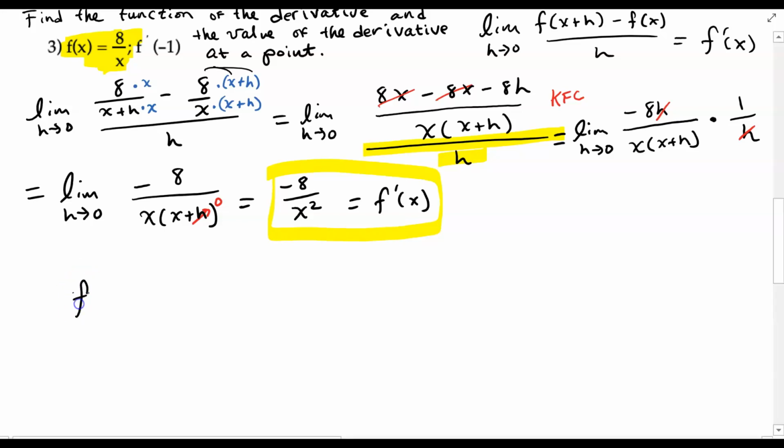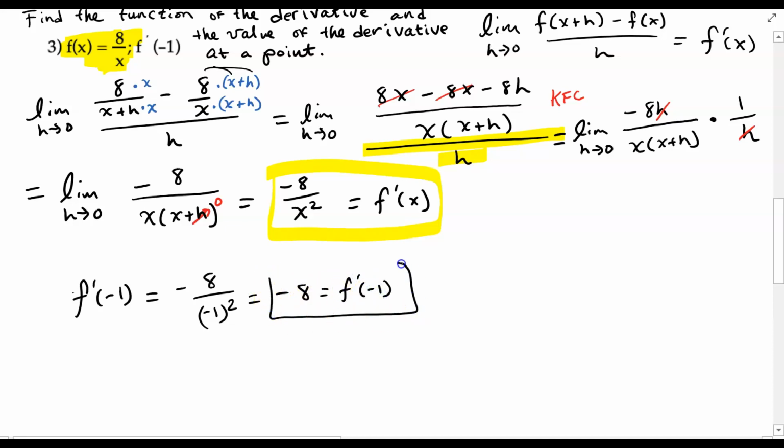So anyway, let's take a look at this right here, f prime of x, and we're going to say, well, what's f prime of 1? Or actually, what did they ask for? Negative 1. F prime of negative 1. That's what we're looking for. Okay? So that's simple enough. You plug in negative 1 down here in the denominator. You square it, you're left with negative 8. So this is f prime of negative 1. Looks just like that. Okay, so nothing to it. We have the function of the derivative here, and we have the derivative evaluated at negative 1.